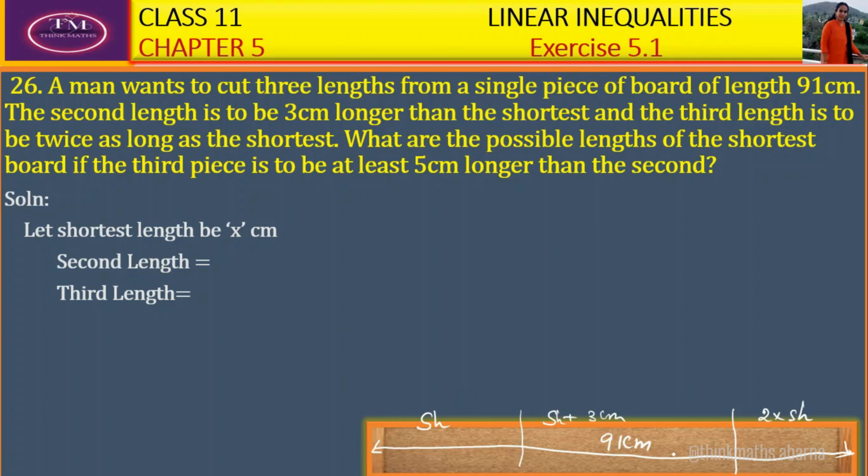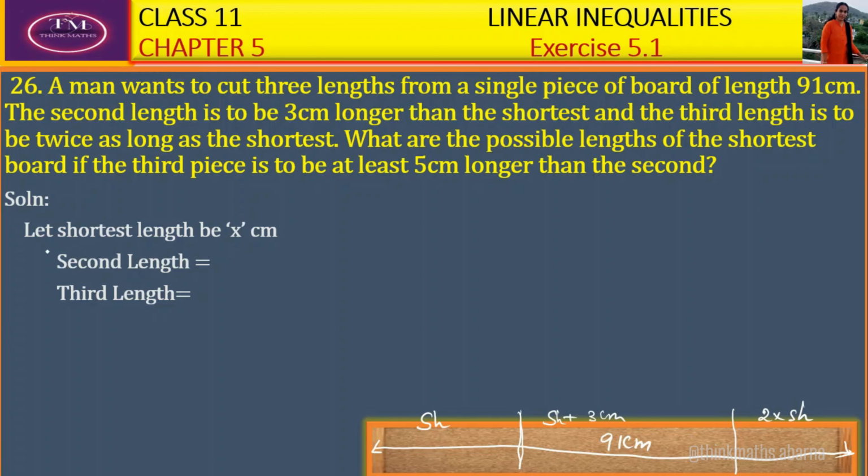Now the total length of this board should be 91 centimeter. However he cuts the length, this total length should not exceed 91. It should be less than or equal to 91. So we have one inequality. By adding all these lengths, it should be less than or equal to 91.